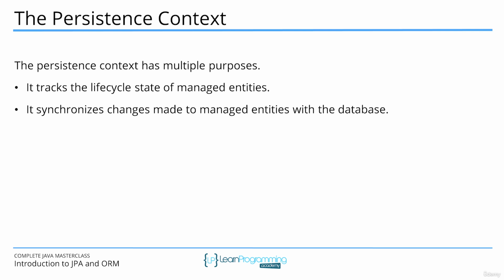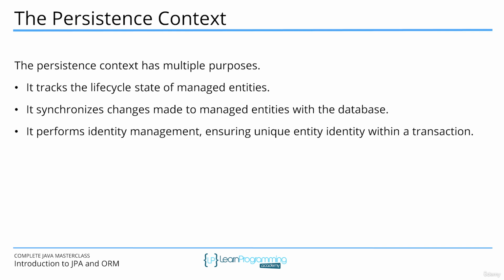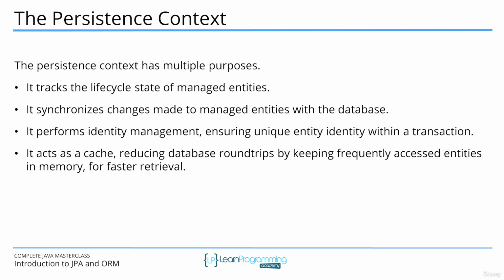This happens automatically when a transaction is committed or flushed, ensuring the database state reflects the state of your in-memory objects. It performs identity management, ensuring unique entity identity within a transaction. Even if you create duplicate objects with the same identifier, the persistence context recognizes and manages them as a single entity. It acts as a cache, reducing database round trips by keeping frequently accessed entities in memory for faster retrieval.